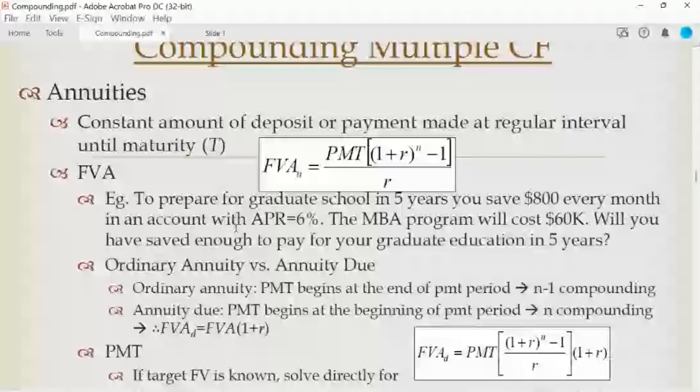Are we going to accumulate 60K in 5 years? Let's see if you are going to meet the target. So it's going to be like this.